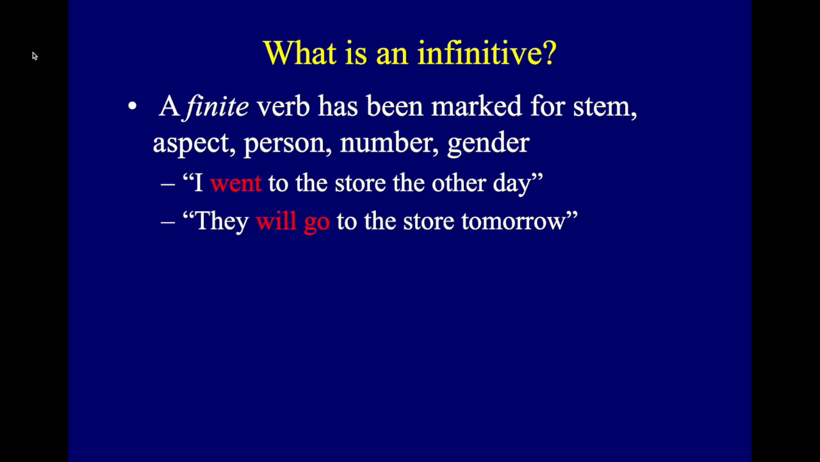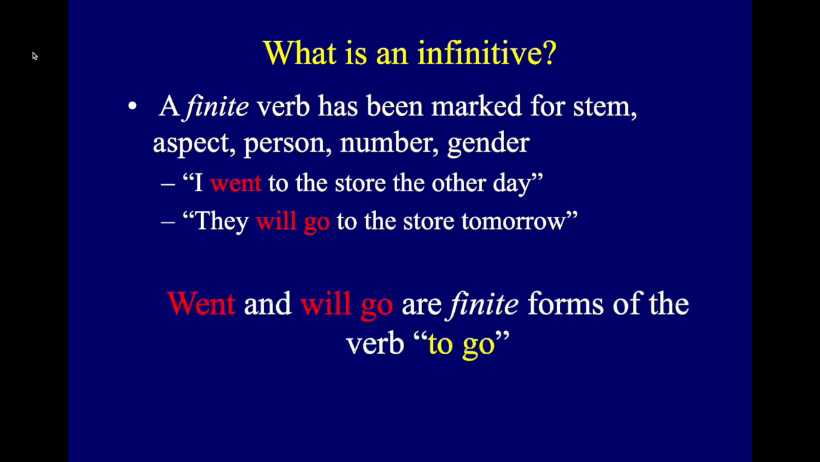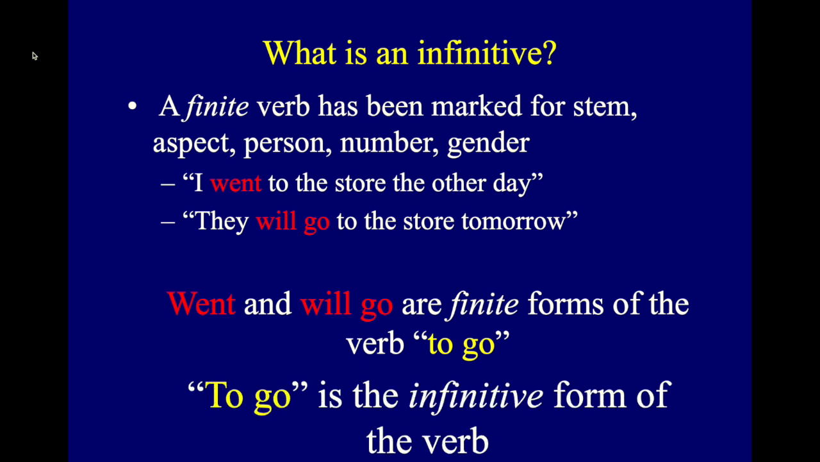They are marked for person, number, gender. In English, we mark them for tense, like past tense, future tense, right? That's all part of making a finite verb. So went and will go are finite forms of the verb to go. That verb to go, that's the infinitive version, or the infinite, the not finite version, right? To go is the infinitive form of the verb.